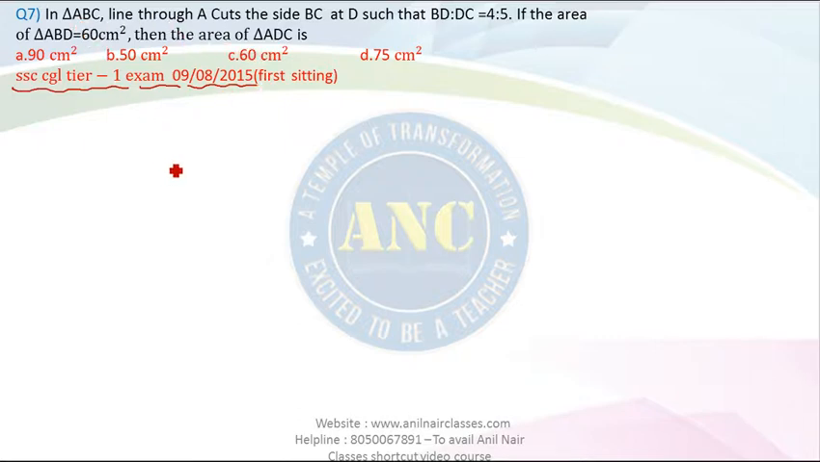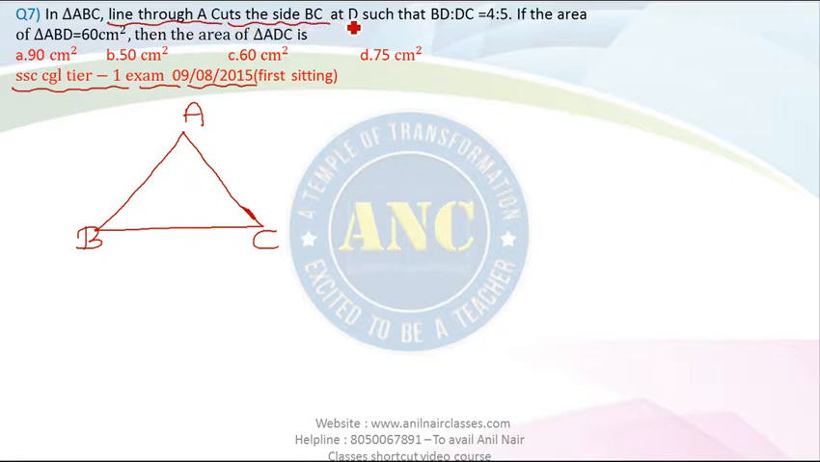What is the question? In triangle ABC. Okay, let me draw the triangle this time. In the previous example it was drawn earlier itself. Now let me draw it. In triangle ABC, a line through A cuts the side BC at D. That means there is a line through A, it will cut the line BC at point D.